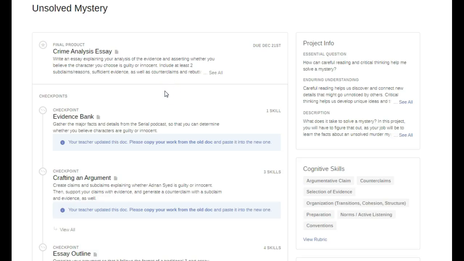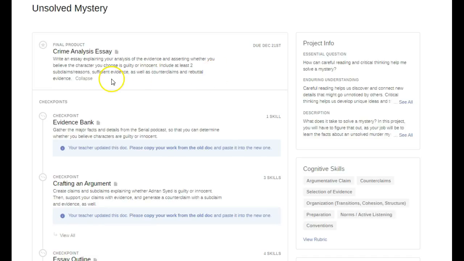Okay, so what are you going to do for this project? You're going to be writing an essay, and that means more than one paragraph. An essay is several paragraphs. Your essay is a crime analysis. Write an essay explaining your analysis of the evidence, asserting whether you believe a character that you choose is guilty or innocent. Include at least 2 subclaims and reasons, sufficient evidence, as well as counterclaims and rebuttal evidence.